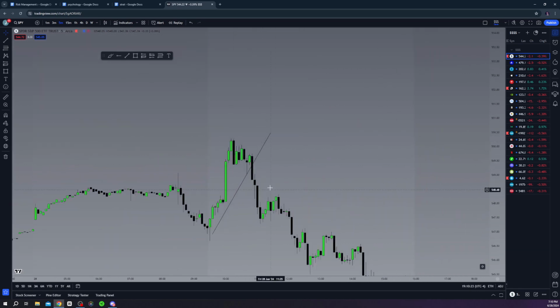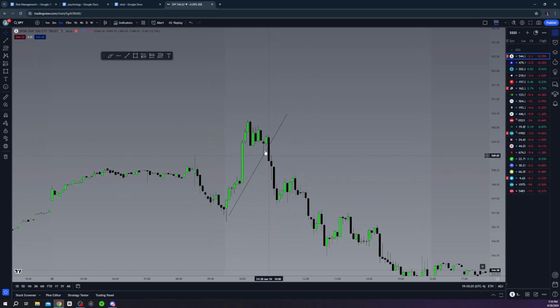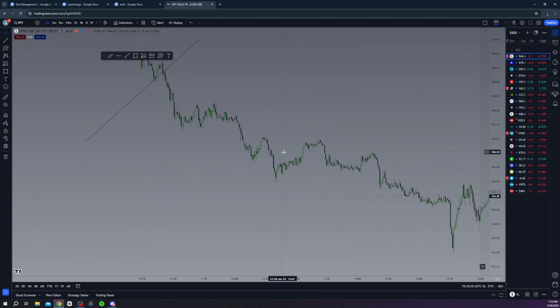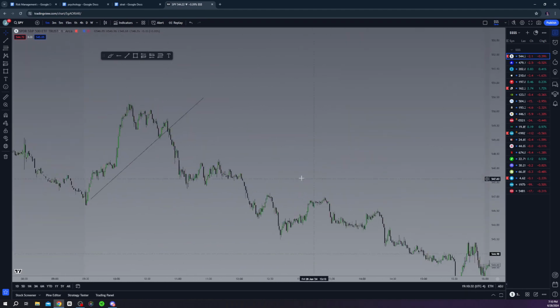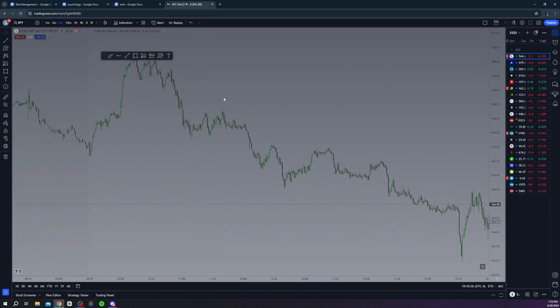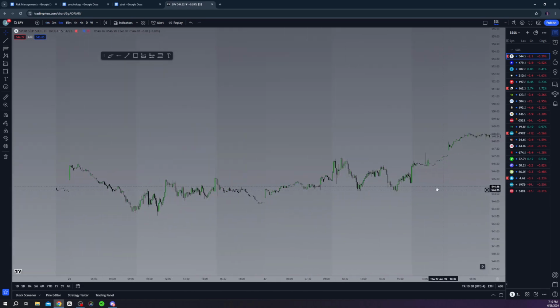So, we broke structure to the downside, retested right here, and we retested on like the 3 minute, the 1 minute. We retested so many times. Downtrend. It's that simple. An uptrend break of structure will go on the 5 minute because I like to see my break of structures on the 5 minute most of the time.